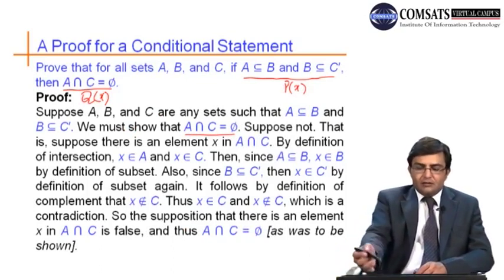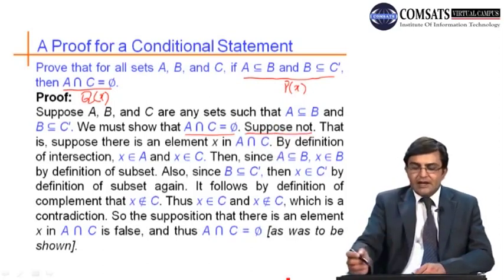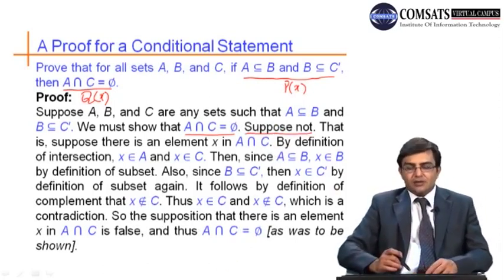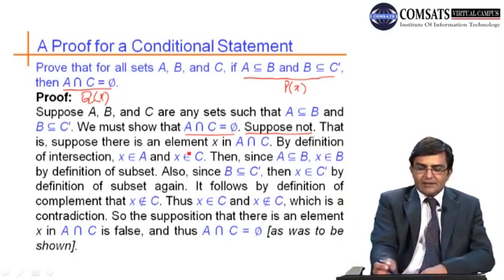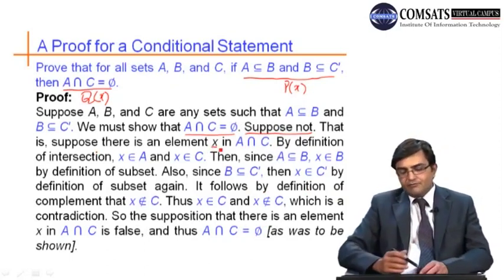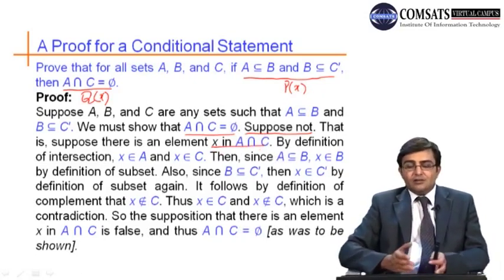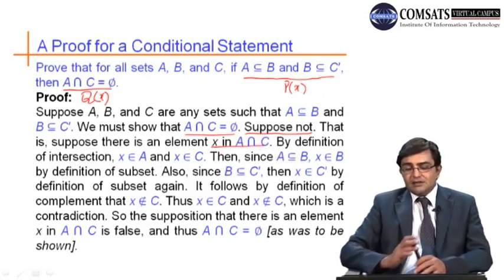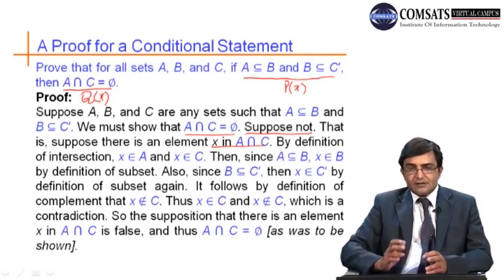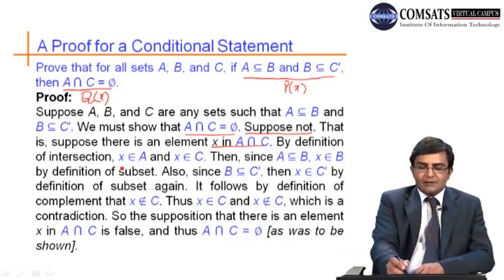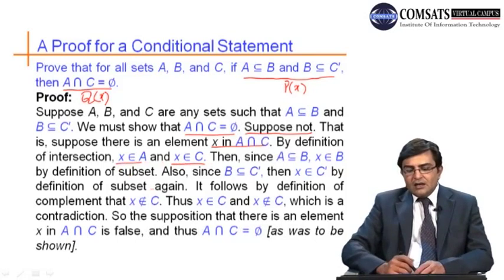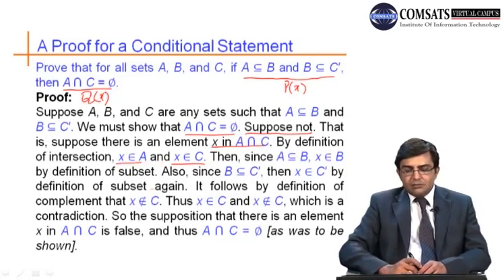Now suppose not. Here we are again using the method of contradiction. We suppose that A intersection C is not empty. That is, suppose there is an element X which belongs to A intersection C. If A intersection C is not empty, then there must be some element X which belongs to A intersection C. So if X belongs to A intersection C, then X belongs to A and X belongs to C.